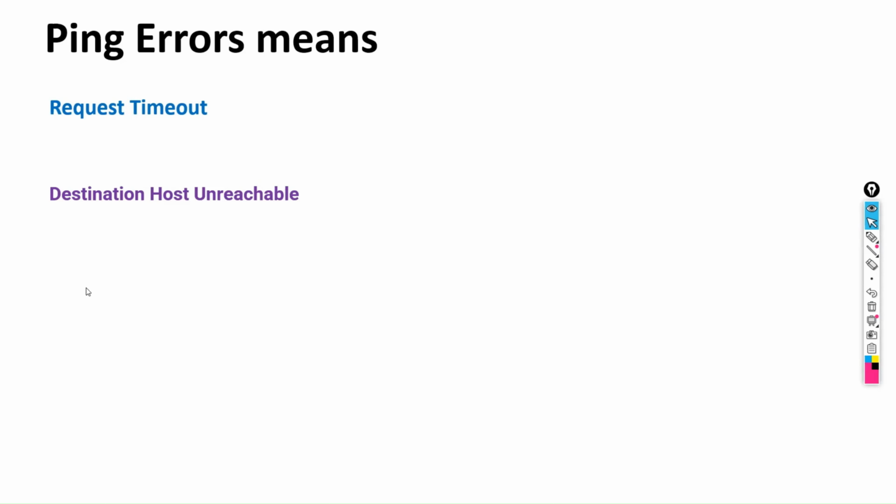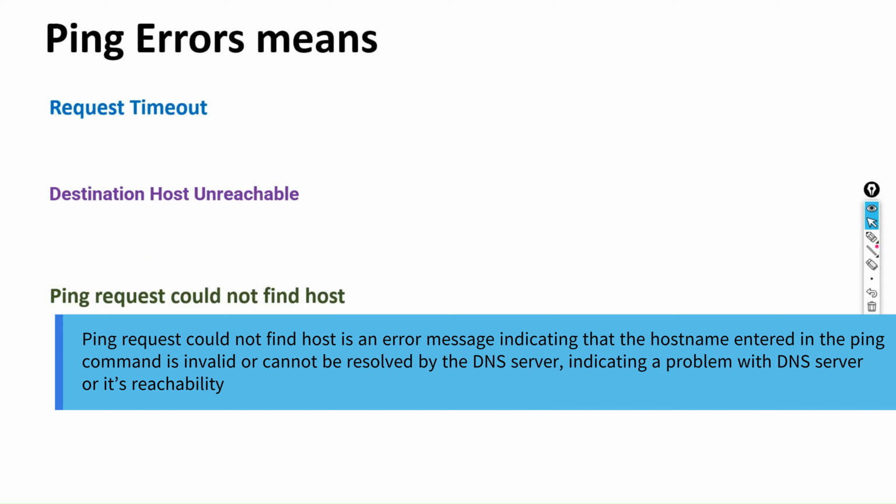Now, ping request could not find the host. So this error message specifically indicates, as the name itself explains, that the ping request could not find the host. That means either the host name which you entered is wrong, or there is a problem in the DNS resolution. So let's say you are trying to ping XYZ.com, and if XYZ.com doesn't exist, then DNS would not be able to resolve it, and of course in the end you will get this message that the ping request could not find the host, right?